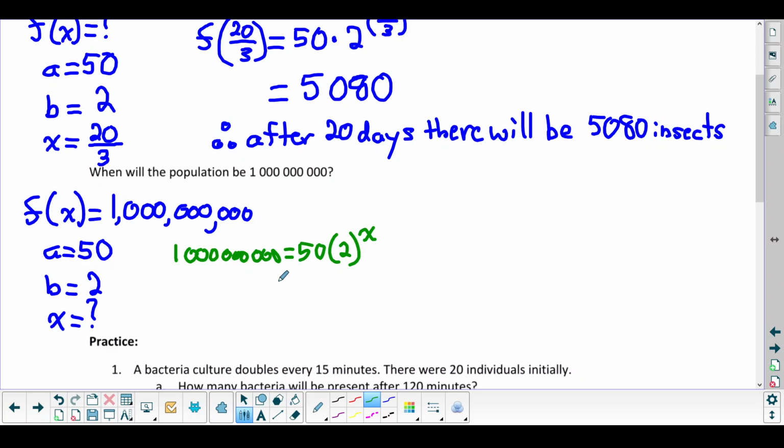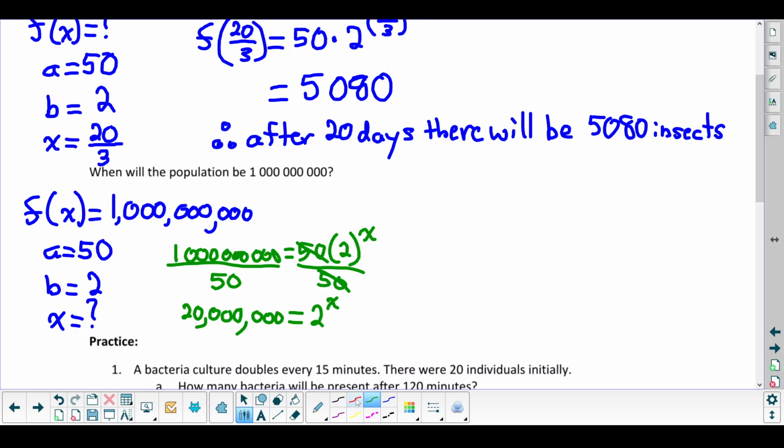Well, I know I can get the 50 over, so I can divide both sides by 50. That's at least something I can do. These kind of cancel then, and I get 20 million. It's at least a slightly easier number to work with. It's equal to 2 to the power of x. And because we don't know how to rearrange from here, we're just going to guess and check, and we'll get an approximate answer.